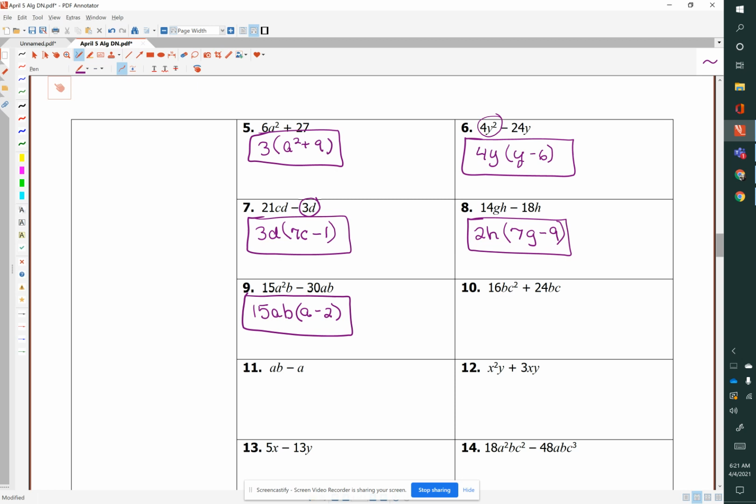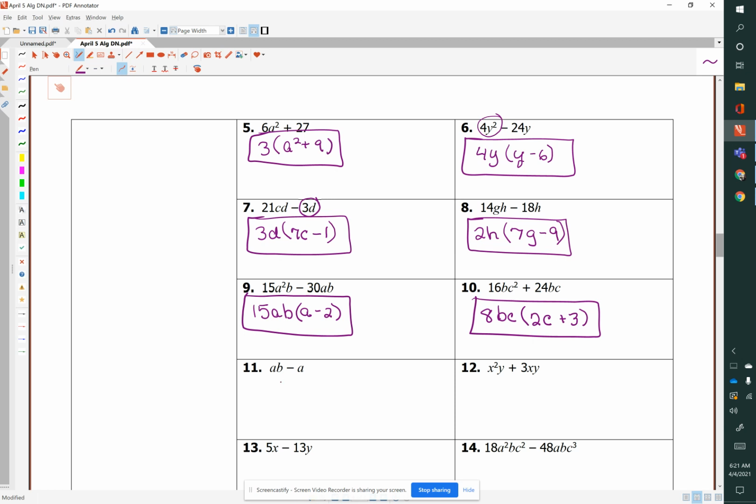Number 10, 16bc squared plus 24bc. We can pull out 8bc, and 16 divided by 8 is 2. That leaves 2c plus 24 divided by 8 is 3. And we factored out the bc on that one.